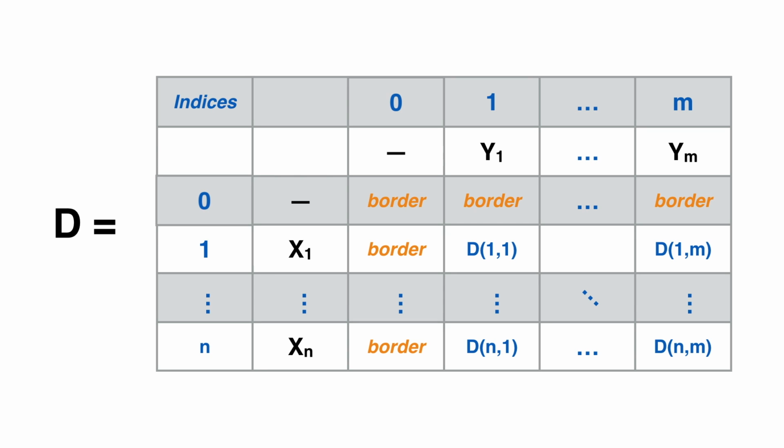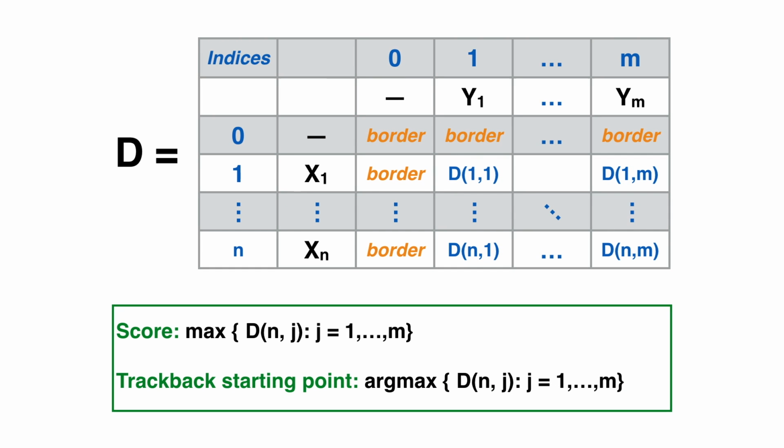Also, the score is no longer the value in D(N,M), as in global alignments, but the value of the maximum entry in the last row of D. This is due to the fact that sequence Y is fully aligned with a prefix of X each time the recursion reaches the last row of D. Consistently, the traceback process starts at the position where this maximum occurs.